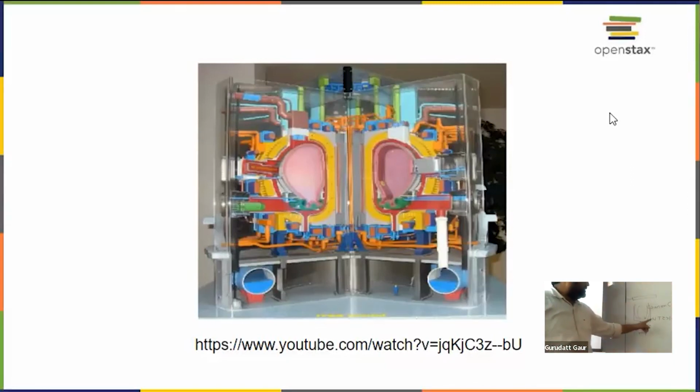But the problem is, if you increase this, then you will lose on this. Because now you have more and more particles. To confine them, you need a higher and higher magnetic field. And the design of that magnetic field is also not very, very easy. You need to design a very, very powerful superconducting coil to generate that kind of magnetic field.